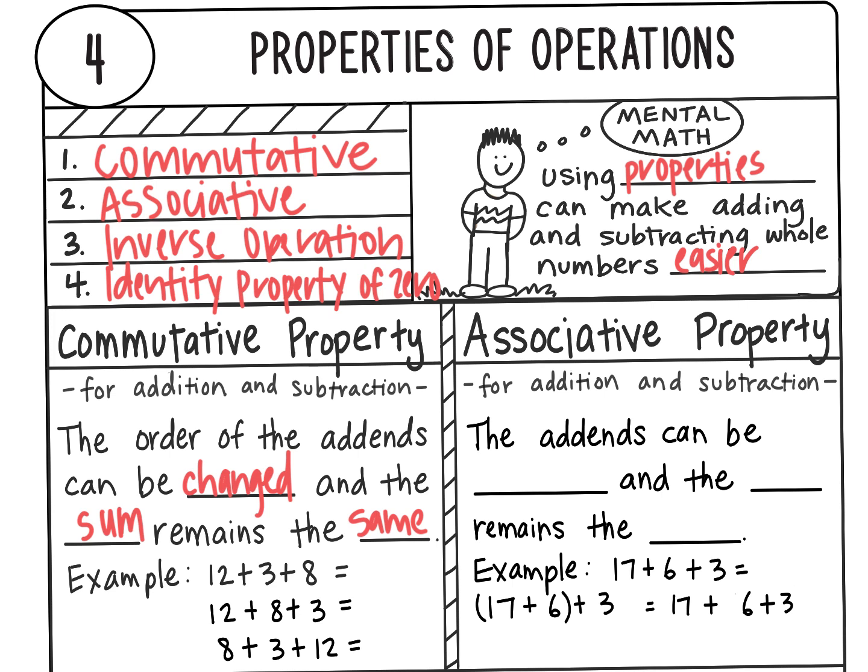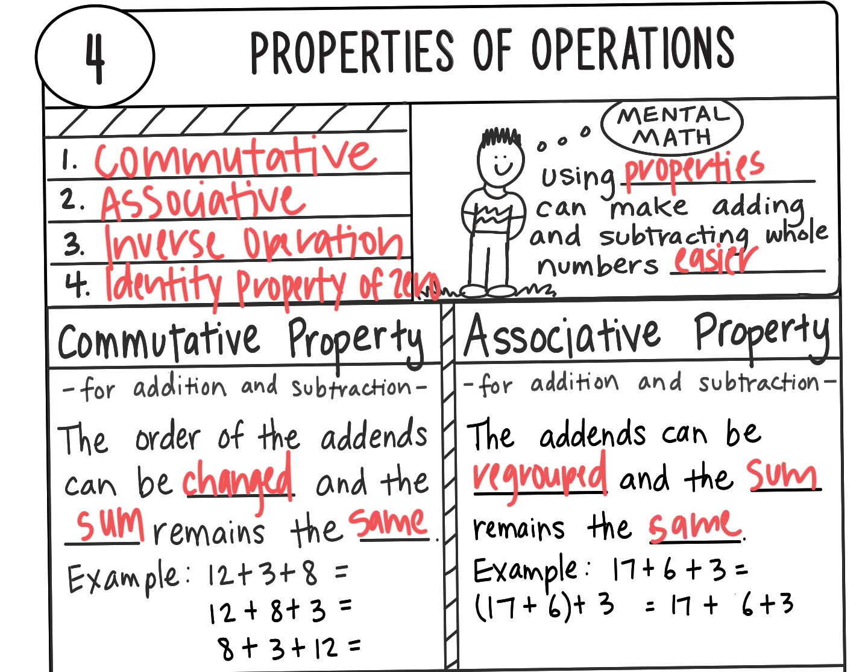Okay, what about associative property? Well, for addition, it can also apply to multiplication too. The addends can be regrouped. So this is going to be a little different because I'm going to group certain things in parentheses. I can regroup them, however, and the sum remains the same.